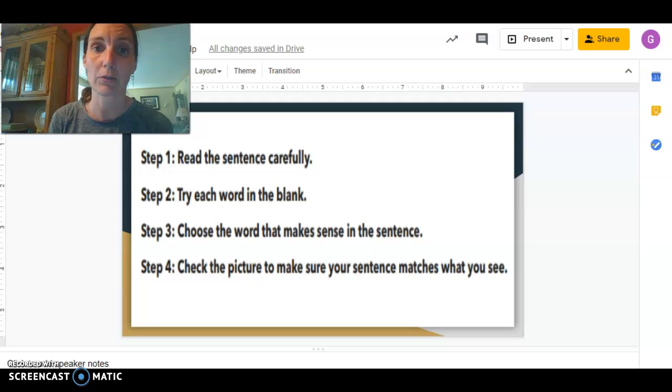So when you're working through your Lexia lessons and you have sentences and you need to find that missing word, think about reading the sentence carefully, trying each word in the blank, choosing the word that makes sense in the sentence, and then checking the picture to make sure your sentence matches what you see. And that will help you as the reader understand what you're reading.